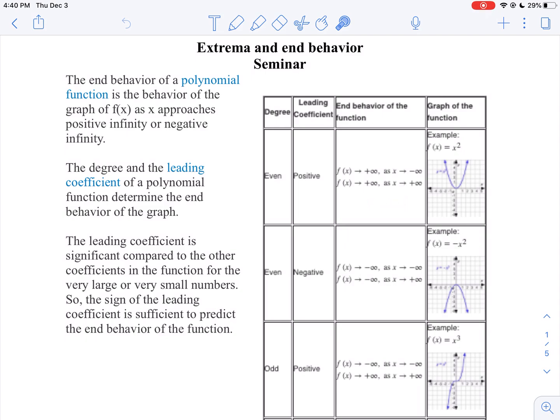If you have a polynomial function and it's an even degree and the leading coefficient is positive, as x gets towards positive infinity or negative infinity, your function f of x is going to go towards positive infinity. If you have an even degree with a negative leading coefficient, as x gets really, really big, positive or negative, towards infinity, your graph is going to approach negative infinity.